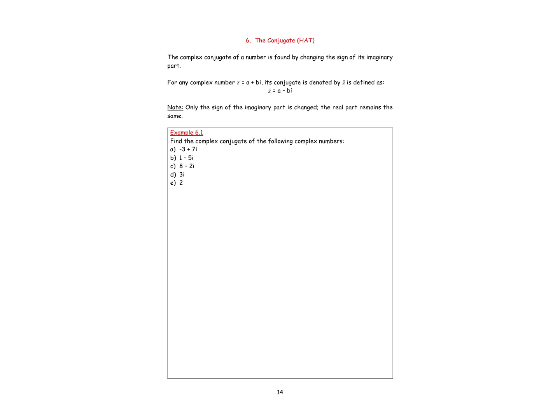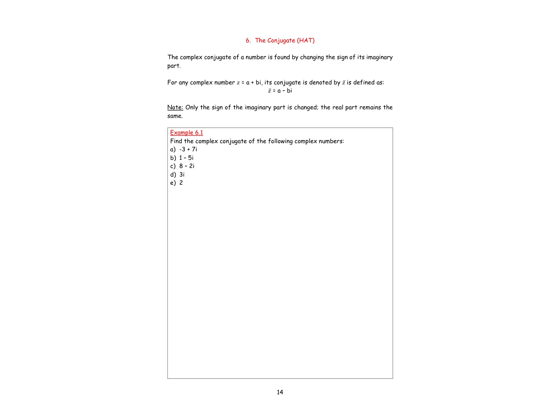This video is the 6th video in the complex number set of videos, and in this video we're going to be looking at the conjugate, which I like to refer to as the hat. The complex conjugate of a number is found by changing the sign of its imaginary part. For any complex number z, which is a plus bi, its conjugate is denoted by z hat, which is what I like to call it, but z with a line on the top, is defined as a minus bi.